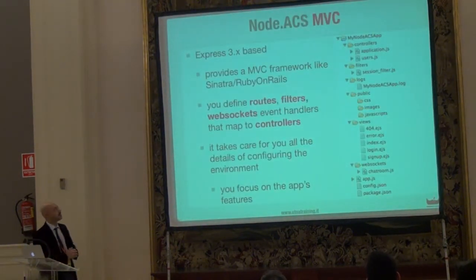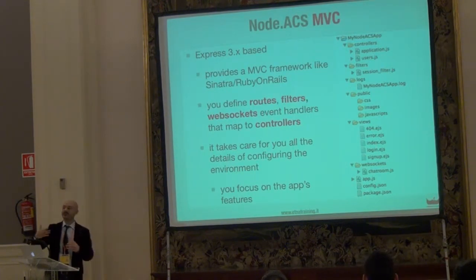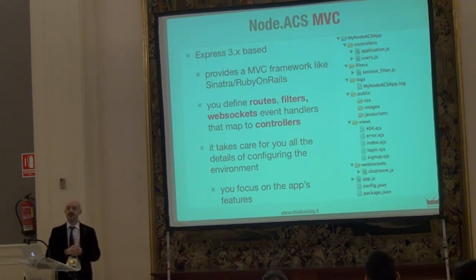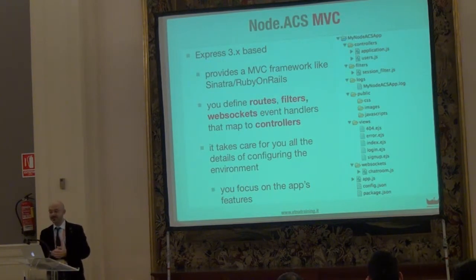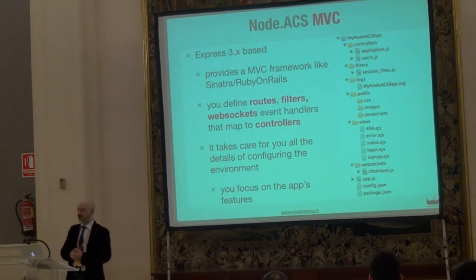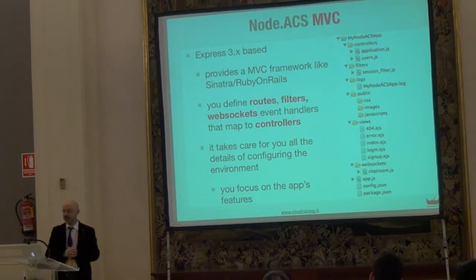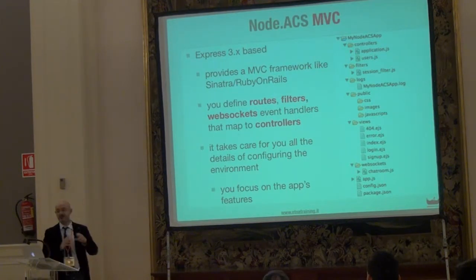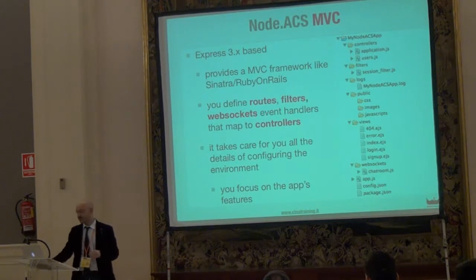So as we see, this is Node.ACS, and actually they introduced an MVC framework over Node.ACS recently. It's based on Express 3.0, and it provides an MVC framework similar to Sinatra or Ruby on Rails. So as you have seen, you can define routes, filters, WebSockets, event handlers that map to controllers. So filters are called every time they match a URL, and it takes care for you of all the details of the configuration environment, and you can focus only on the app features.